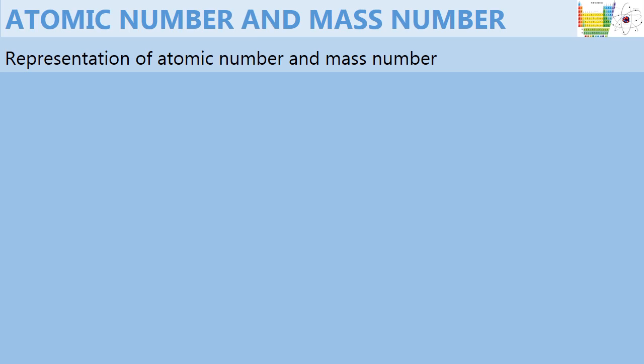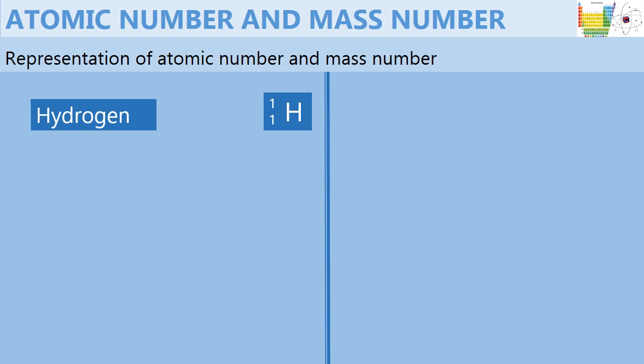The mass number and atomic number are usually represented by numbers just before the symbol of the element. For example, hydrogen. We have these two little numbers just before the element. The number that is on top, or that is superscript, is the mass number, while the one that is at the bottom, or subscript, is the atomic number.